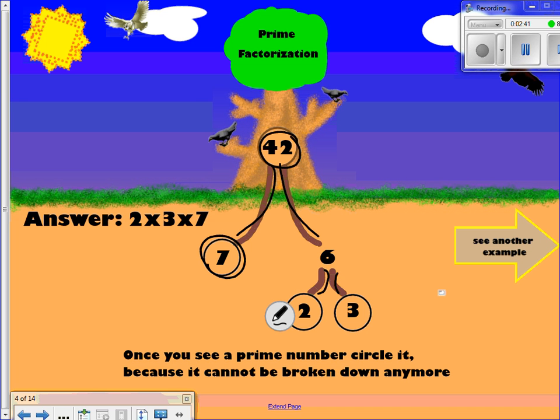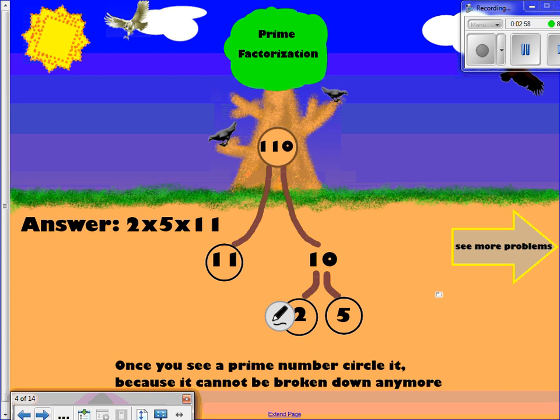Now I have to make more branches again. 2 times 3 equals 6. 2 is a prime number, 3 is a prime number. Once I can't make any more roots off of these, I'm done. Then I just make a little number sentence to the side. 2 times 3 times 7 is my prime factorization of 42.